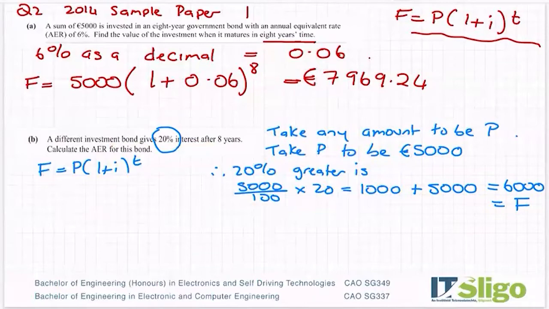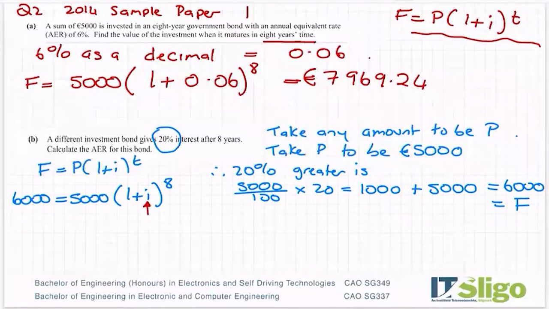Right, well, I now know my F is 6,000. I know my P is 5,000. 1 plus I to the power of 8. So that's how you work these out. I then need to solve for I, okay? That's my AER.